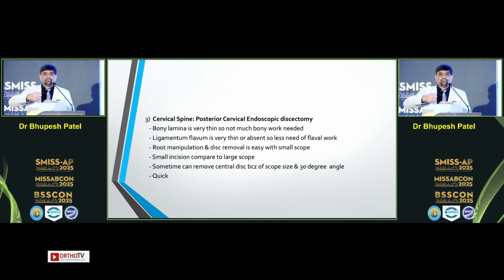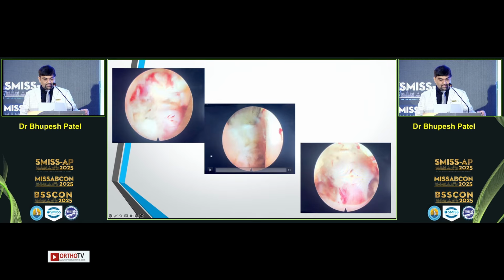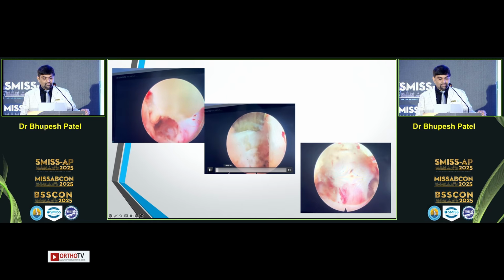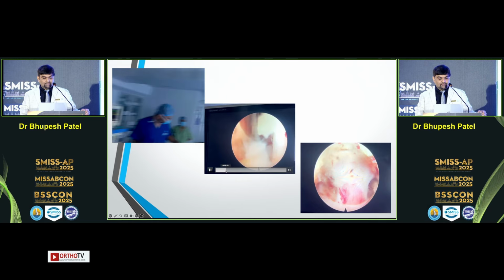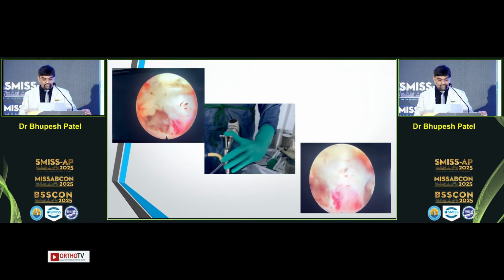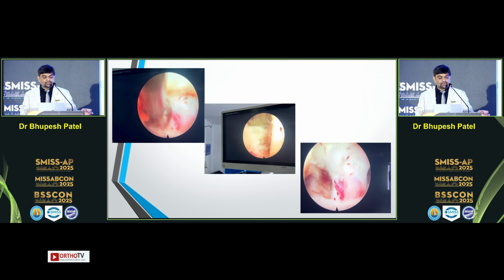Root manipulation is like you are just flowing with the scope and your instrument. Again, with a small incision, sometimes you can remove the central disc because of the scoping angle, a 30-degree angle. In a monoportal scope it is almost a 10 to 15 degree stenoscope. So the 30-degree angle allows you to go inside the disc. Here you can see this video. Once we remove the disc, then with the special root sleeve, we can go inside and remove the central part of the disc also. So it is very easy to remove with a sleeve and can easily decompress the central part also.